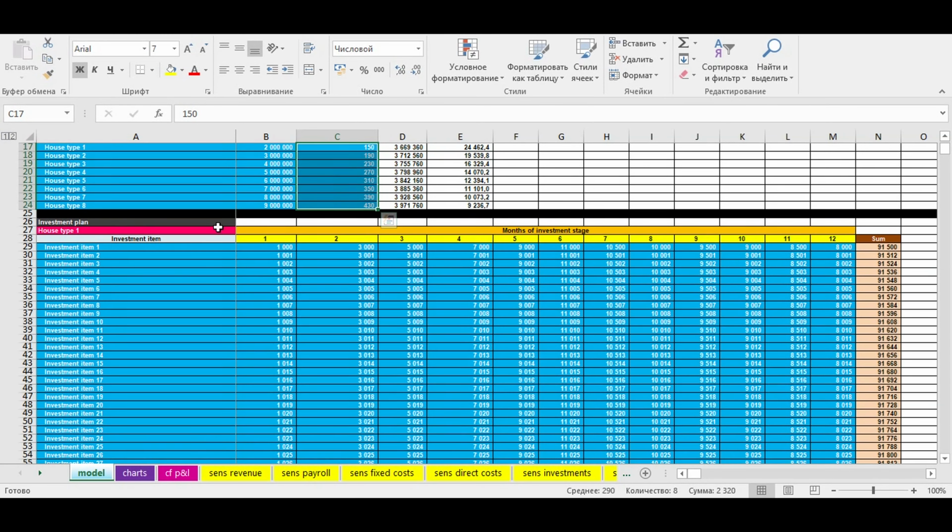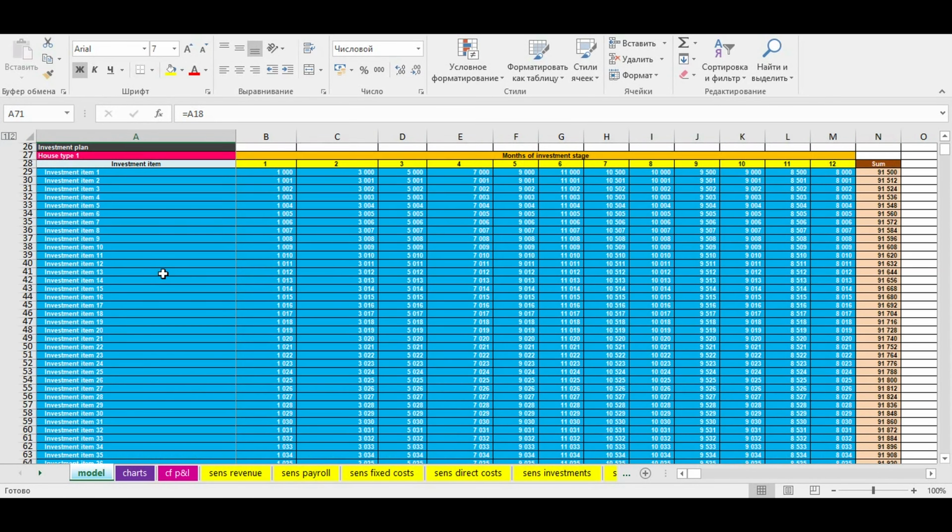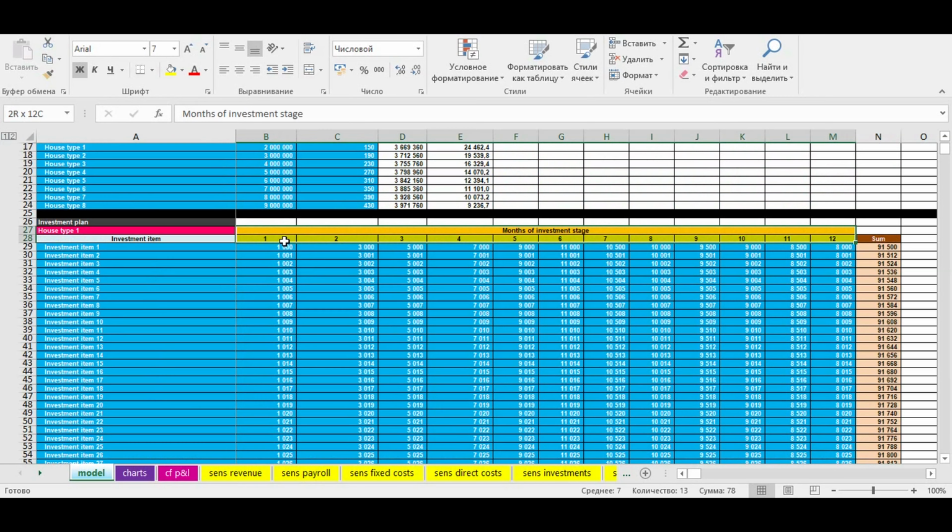Then we move to the next block of inputs, the investment plan for each type of house. From left to right, we have months of the construction period of each type of house. We say that we will build this type of house in a maximum of 12 months. It's the investment stage of each type of house.